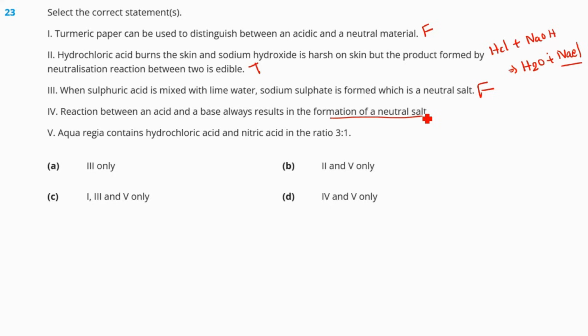Neutralization happens and a neutral salt is also formed, but that depends on whether the acid is strong or the base is strong. Okay, so this is also a false statement. Aqua regia contains hydrochloric acid and nitric acid in the ratio 3:1. This is a true statement. So 2 and 5 are the correct ones. So our correct answer is option number B.